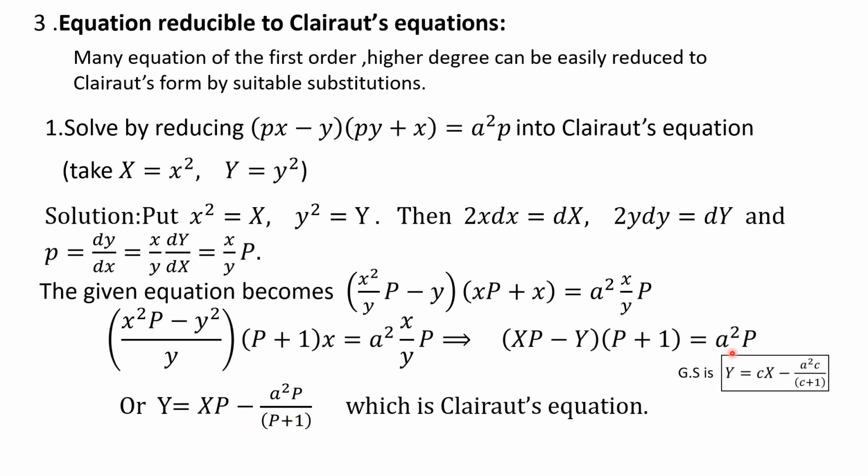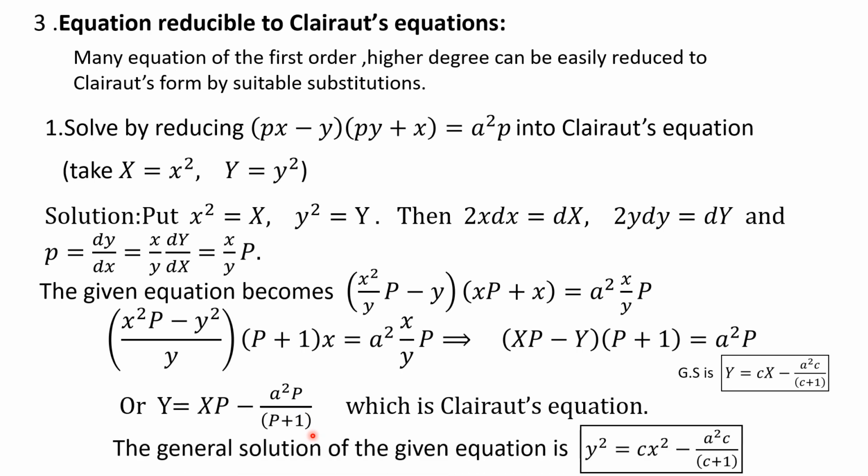So the general solution of this, immediately I write y is equal to cx minus a square c by c plus 1, but I want the required general solution for the given equation, so now replace back y and x. So y is y square and x is x square. So y square equal to cx square minus a square c by c plus 1. Correct? I hope you understood. Just by taking a suitable substitution, first you bring it to the Clairaut's form. Once it is in the Clairaut's form, we can write the general solution, then we can resubstitute the given variables.